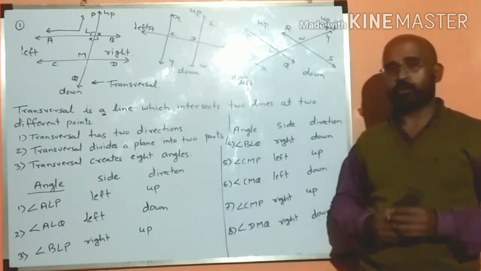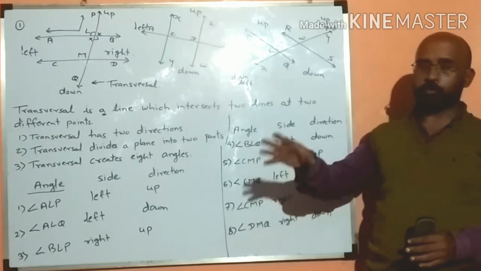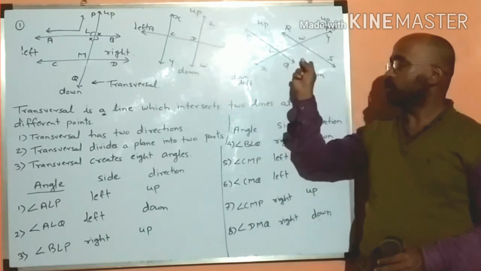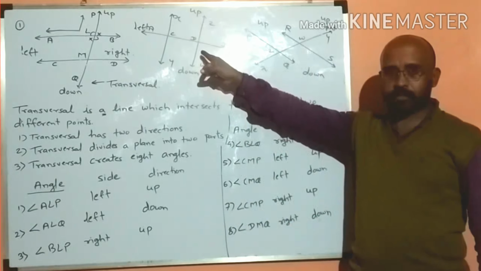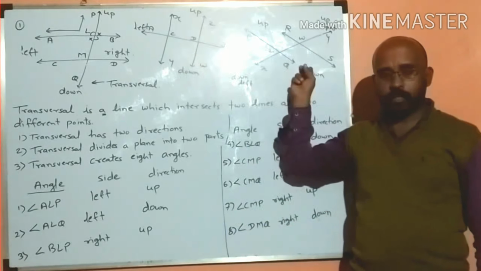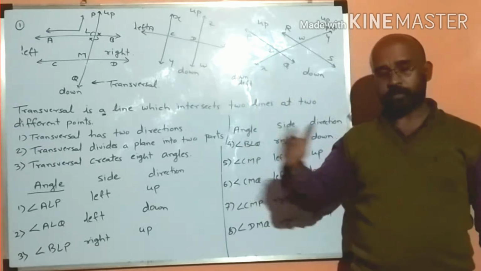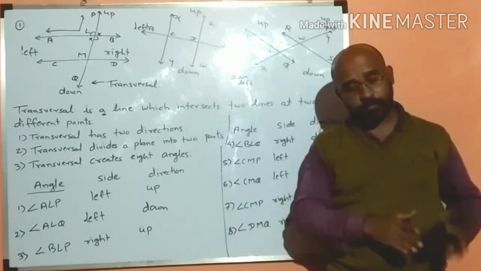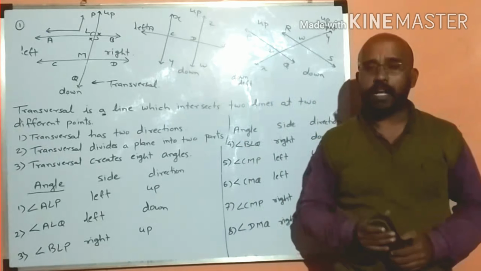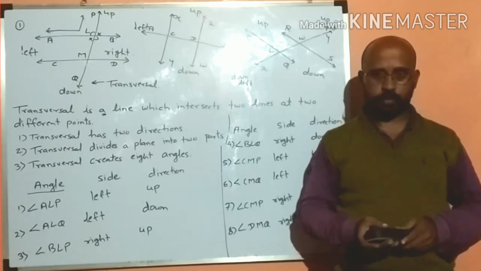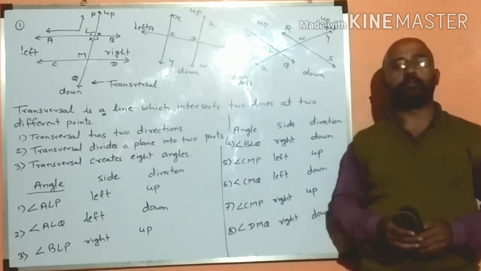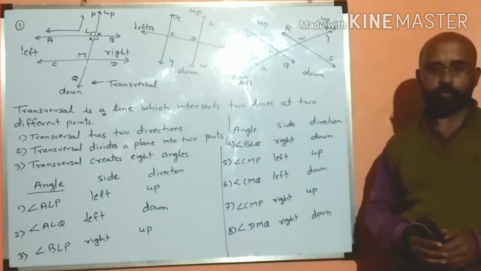Okay guys, so please submit me homework tomorrow. Write name of all 8 angles created in first figure and second figure. Write on which side of the transversal these angles are lying. Write their directions on the transversal. I hope you will complete it and submit me tomorrow.